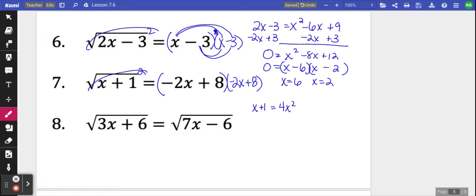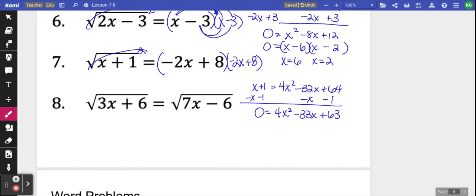Negative 16 and negative 16 is negative 32x plus 64. Set it equal to 0. So that gives me 4x squared minus 33x plus 63. There is no greatest common factor, so this is a window method. Not a very big window. Try again.